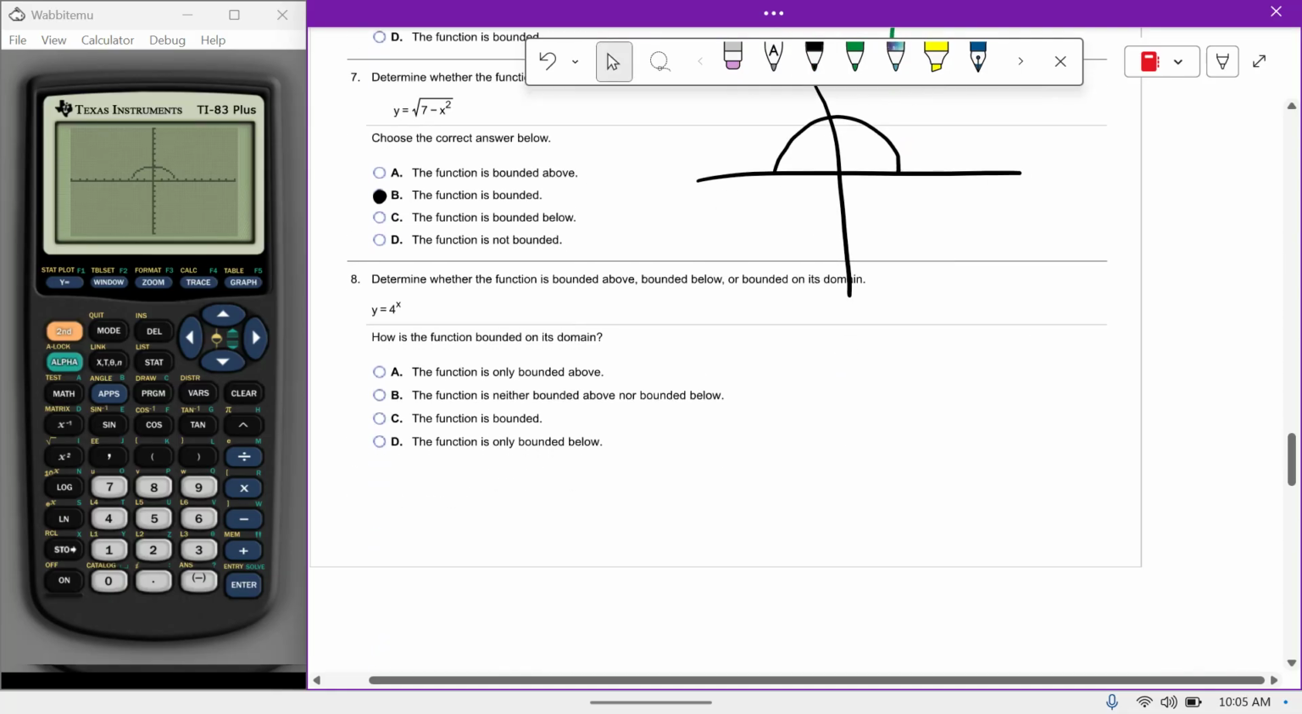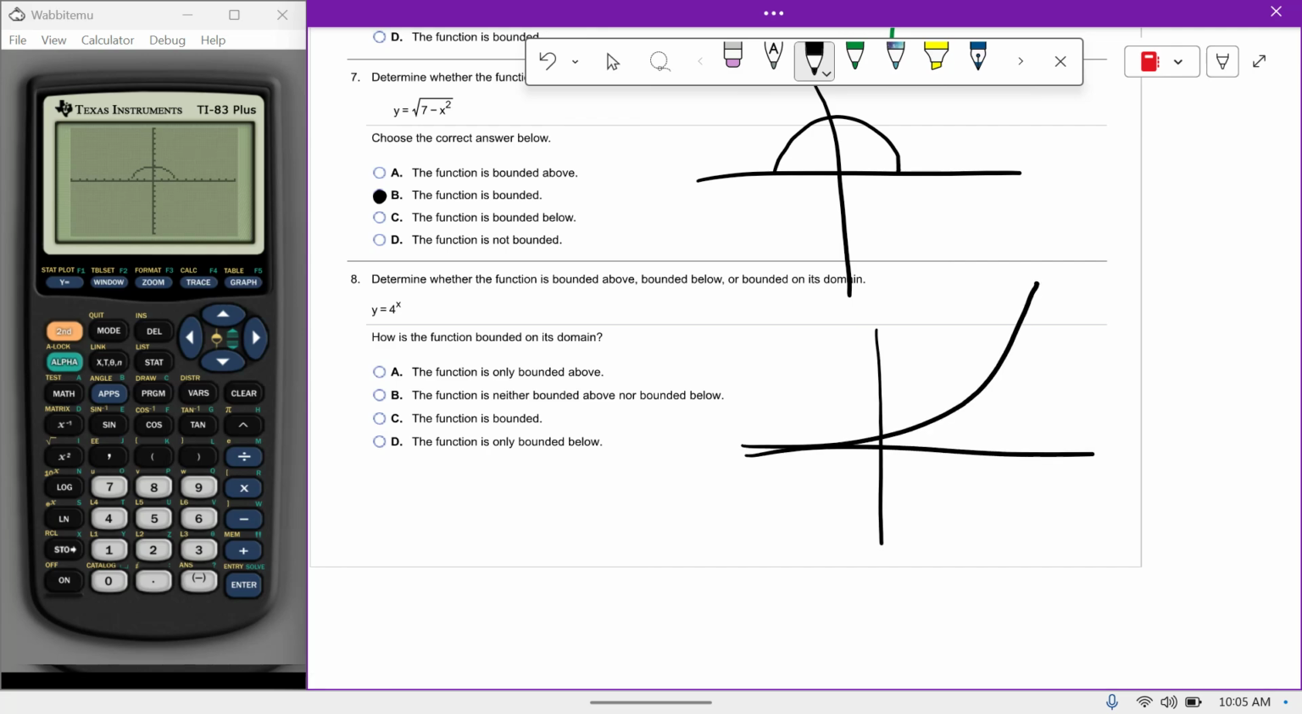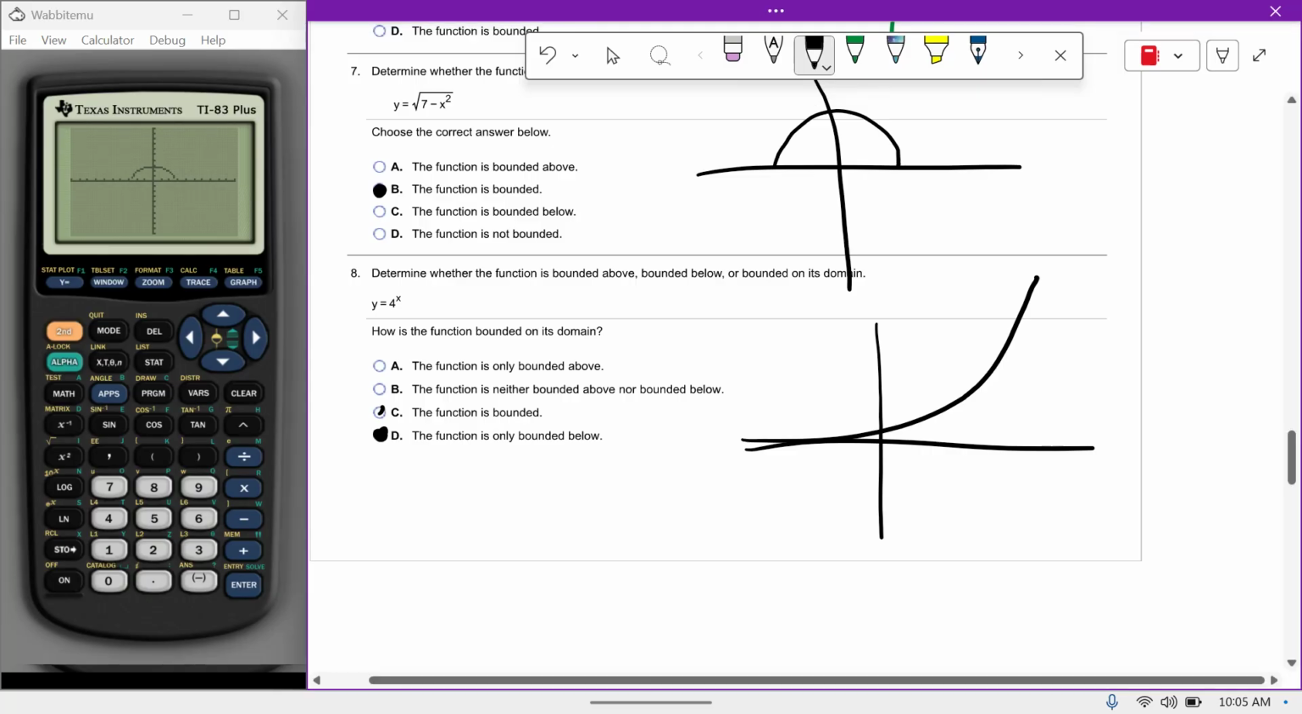And then 4 to the x is the same as 2 to the x. It would be like that, so it's bounded below. It's only bounded below because it's unbounded going up. Okay? All right, so your assignment's out there. Get to work on your first one. We will do a second one a little later in class.